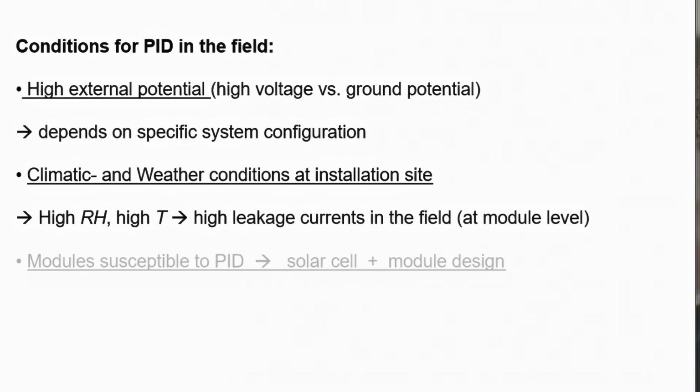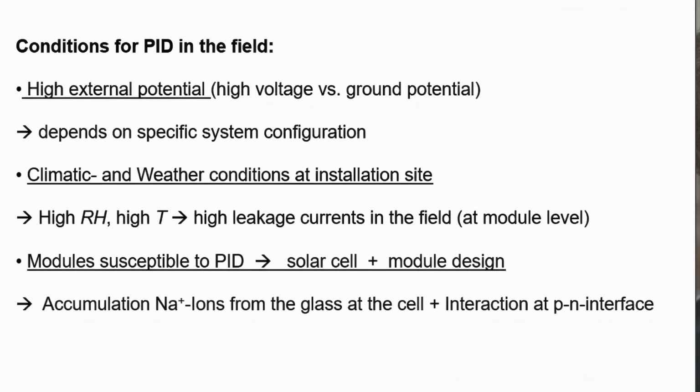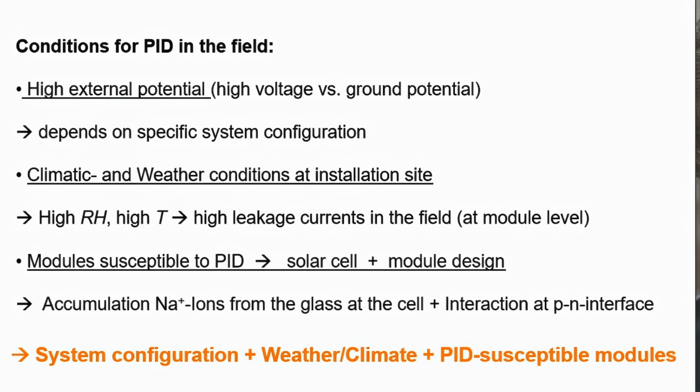field. In the module levels, there are some modules which are susceptible to PID, and this depends on the solar cells and the module design. As I mentioned, some issue is the accumulation of sodium ions from the glass to the cell and its interaction at the PN interface. The factors are all the system configuration, the actual weather and climate, and the construction of those modules. Some of them are really PID susceptible.